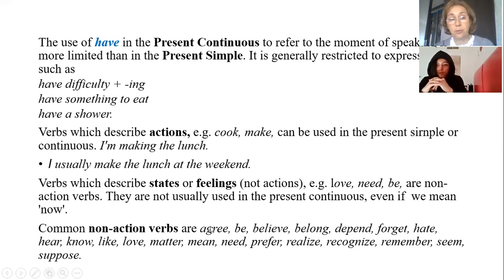Well, and also some more verbs. So before we use a verb in a particular tense, we should analyze whether it's an action verb or a non-action verb, and whether we can use it in continuous form or not.